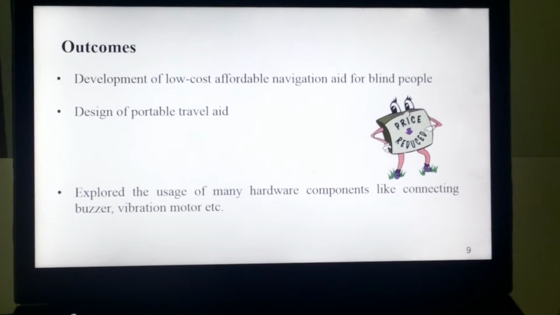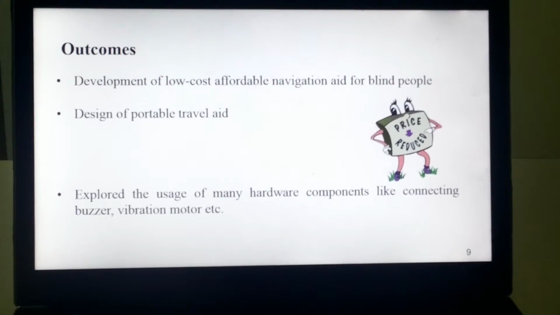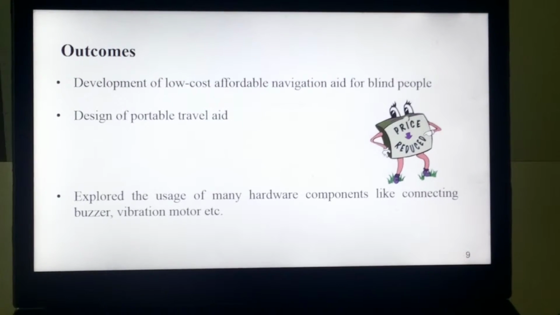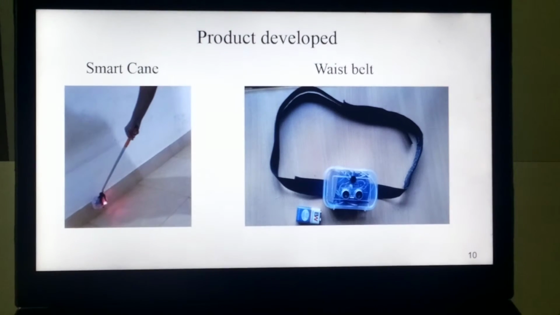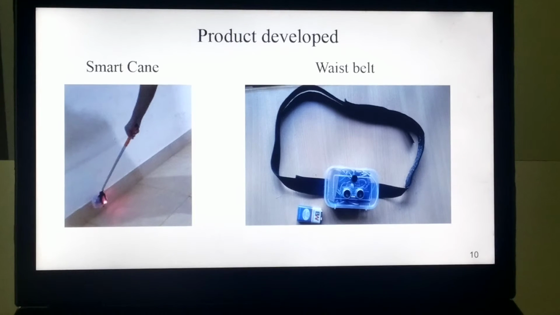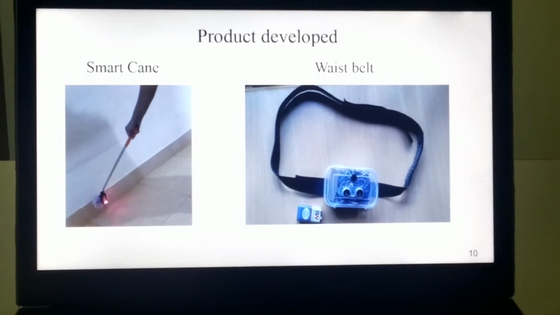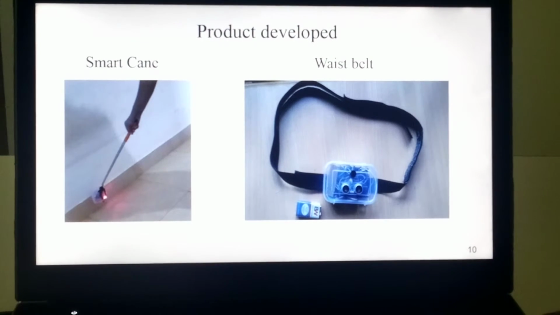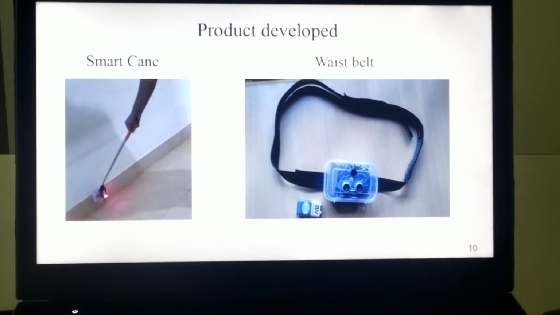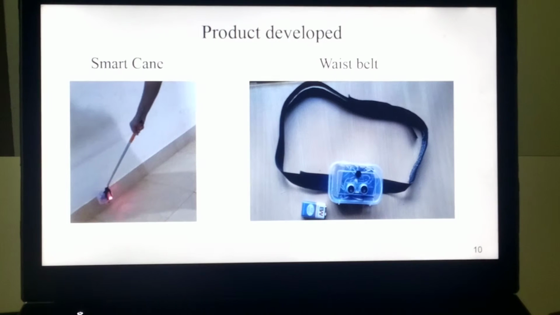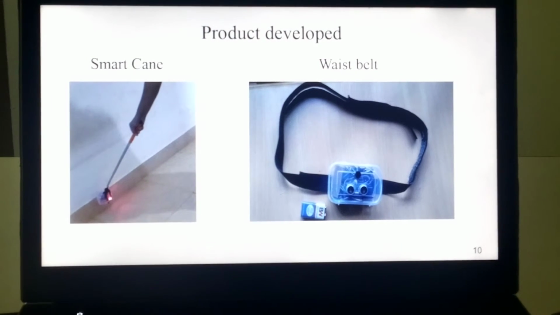The main outcome of the project is a low-cost and affordable navigation tool. We stress that it will be low cost, affordable to every common man, and moreover portable. Along with this we have explored the usage of many hardware components like connecting the buzzer, vibration motors, etc. So this is how the product is developed.